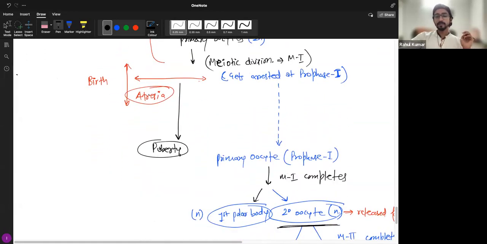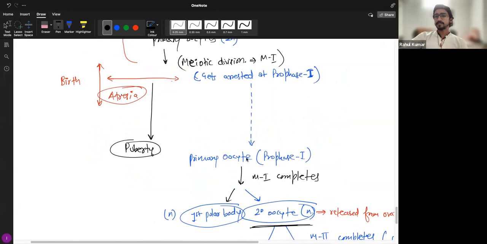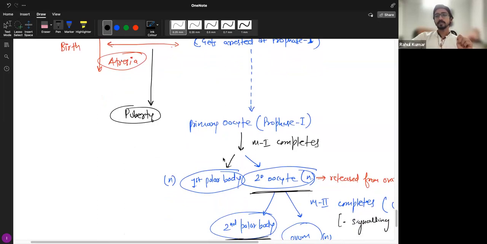Nothing happens from birth till puberty. Everything stays as it is, and nothing divides. But in fact, a few more degenerate along the way in these 10 to 11 years. So whatever primary oocytes are left, which are again in thousands, 60 to 80,000, they come out of that arrested phase and complete meiosis 1 and form two cells. Now here, it's not that straightforward. They do not form two secondary oocytes from one primary oocyte. Instead, they form one polar body, which is a very tiny cytoplasm and organelle-less cell kind of, and it degenerates, and one secondary oocyte that is released from the ovary.